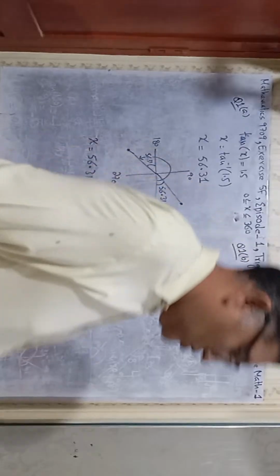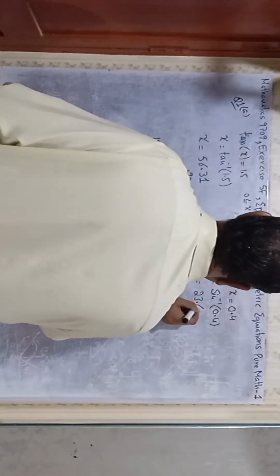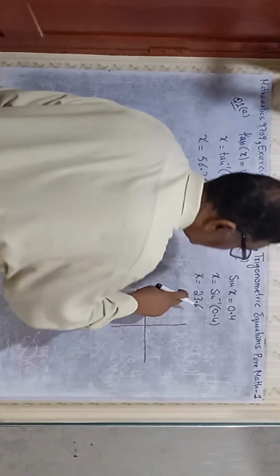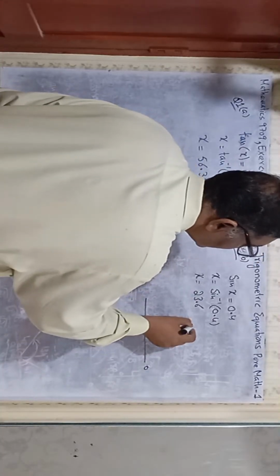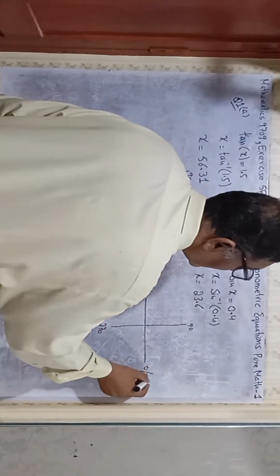Sine inverse of 0.4, what will be that value? Okay, let's see. It will be shift sine and then 0.4. My calculator is set in degrees, so the x value will be 23.6. But they said that the value is from 0 to 360. So this is an acute angle. This is 0, this is 90, this is 180, this is 270, and this is 360.